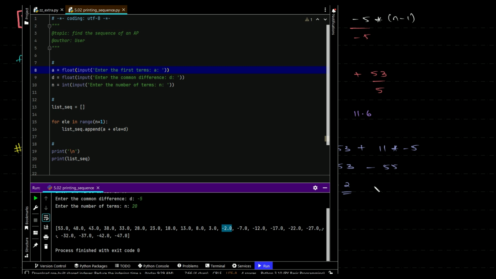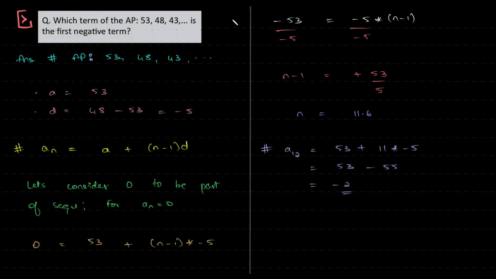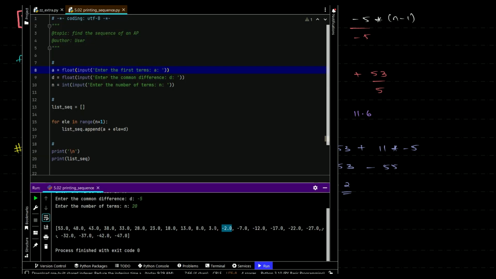I hope you guys found this interesting. The funda is quite simple. We just figure out where the 0 is. You actually need not even write this statement. You can just directly say for an equal to 0, calculate n, so the next one will be the negative term. Obviously 0 is not exactly part of the sequence.